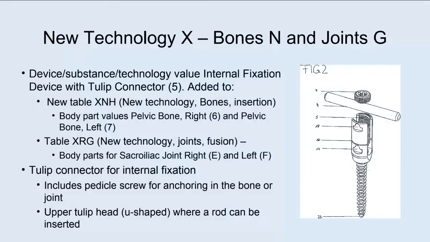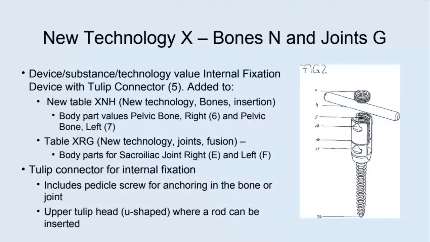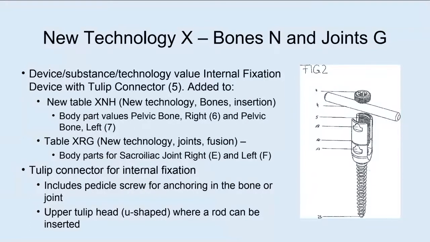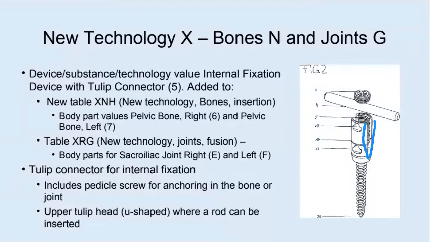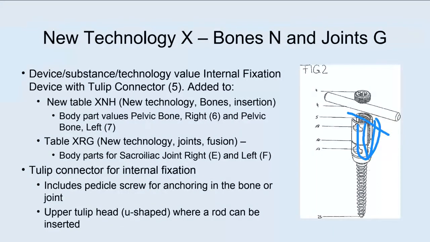A new table was also added to bones, and a table in joints was revised to create codes for internal fixation device with tulip connector. So tulip connector, you see how this little opening here, and then it's kind of U-shaped or tulip-shaped as they're looking at it. So this was a device substance technology value, added internal fixation device with tulip connector, and this was added to new technology bones insertion and new technology joints fusion. And these are for, the first one, bones, was for pelvic bone. The joints was sacroiliac joint, right and left.